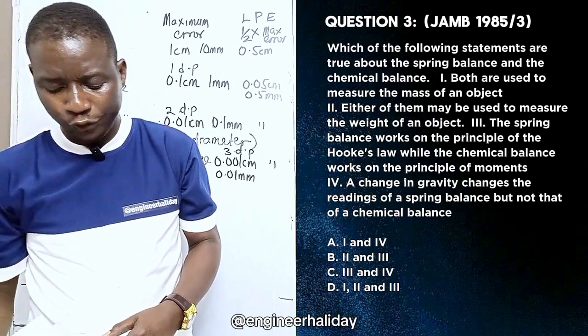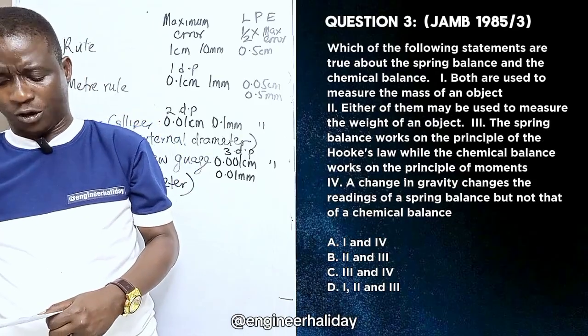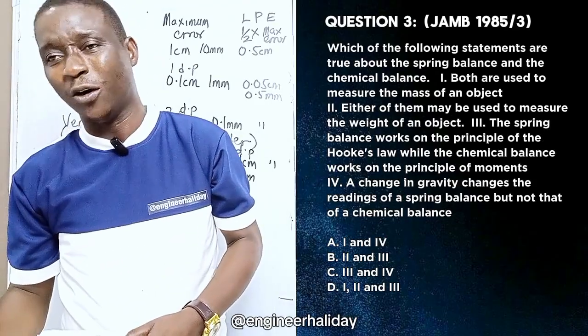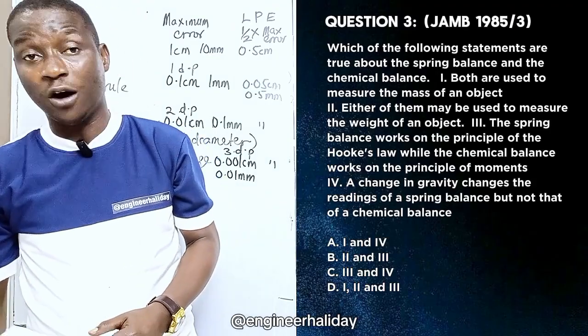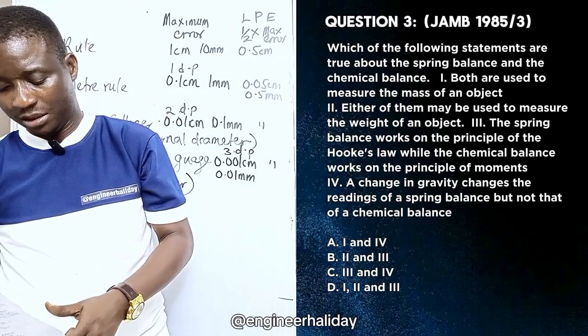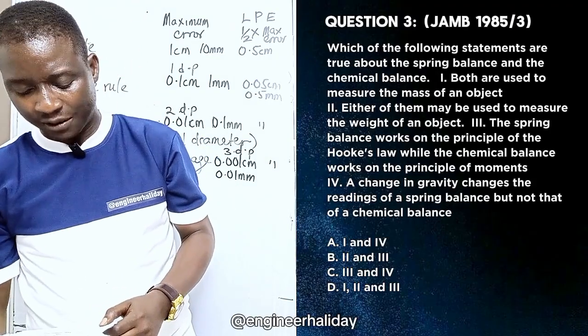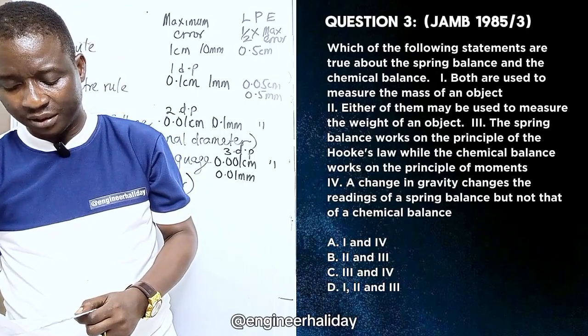Either of them may be used to measure the weight of an object. No. Either of them means that any of these or this can be used. Either of them. That means any of them. Either is the opposite of neither. So number 3, that means that one is wrong.